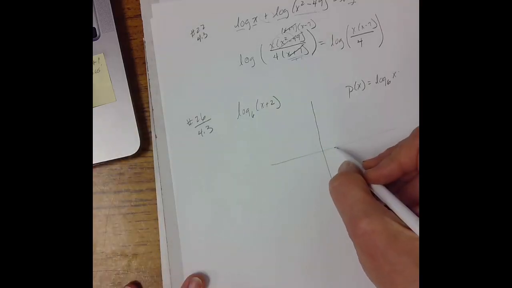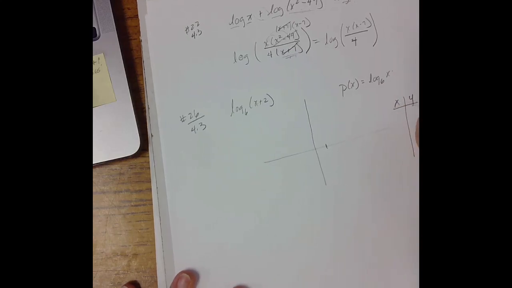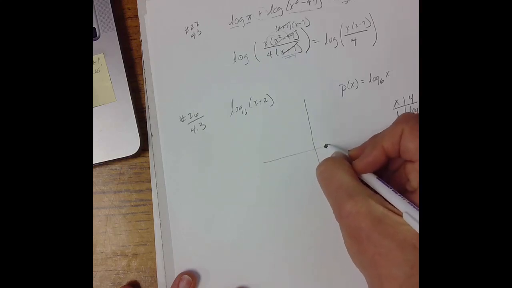base 6 of x, when x is equal to 1, in other words, if I think about it in terms of a t-table, x and y, and I go when x is equal to 1, I'm going to have the log base 6 of 1. And that's, again, 6 to the 0 power is going to be 1, so this is going to be then 0. So I have this point.